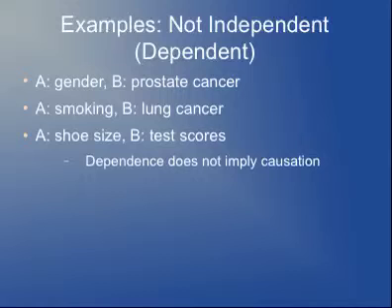So, a couple examples of events that are not independent would be gender and prostate cancer. Kind of a silly example, but if gender equals female, then it's safe to say probability of prostate cancer equals 0. Likewise, smoking and lung cancer, the probability of getting lung cancer if you're a smoker is much greater than the probability of getting lung cancer if you're not a smoker.